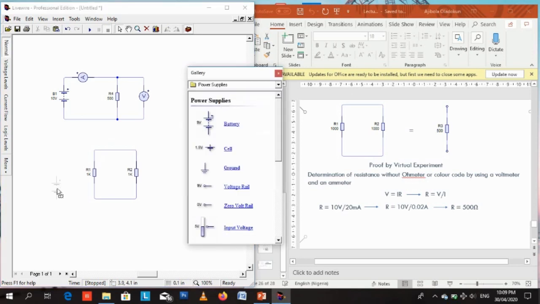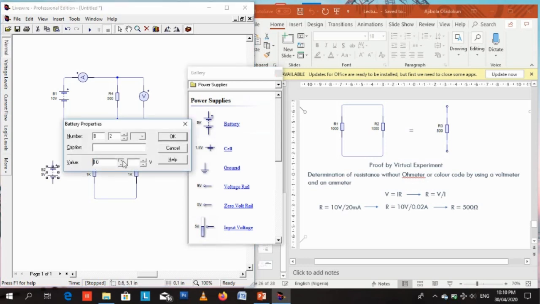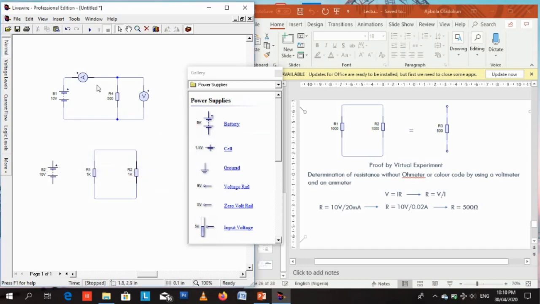For the power supply, we're no longer using a cell, we're using a battery, because the battery can deliver more power. That is, as it's delivering the power, its voltage will not be dropping. But if you connect a load to a cell that demands more current than it can deliver, the voltage will begin to drop.